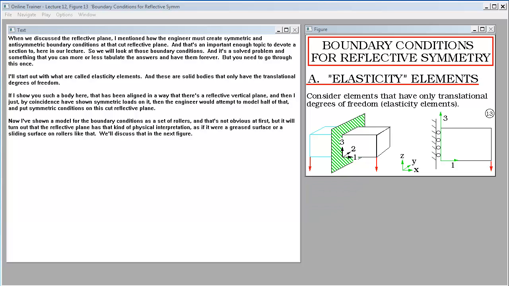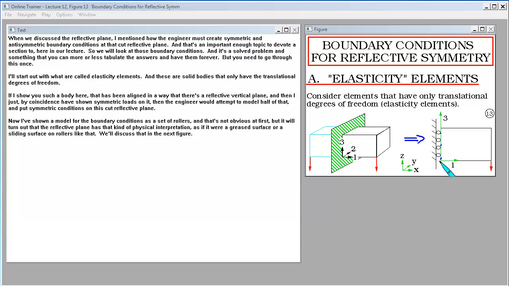I'll start out with what are called elasticity elements, and these are solid bodies that only have the translational degrees of freedom. If I show you such a body here that has been aligned in a way that there's a reflective vertical plane, and then I just by coincidence have shown symmetric loads on it, then the engineer would attempt to model half of that and put symmetric conditions on this cut reflective plane.